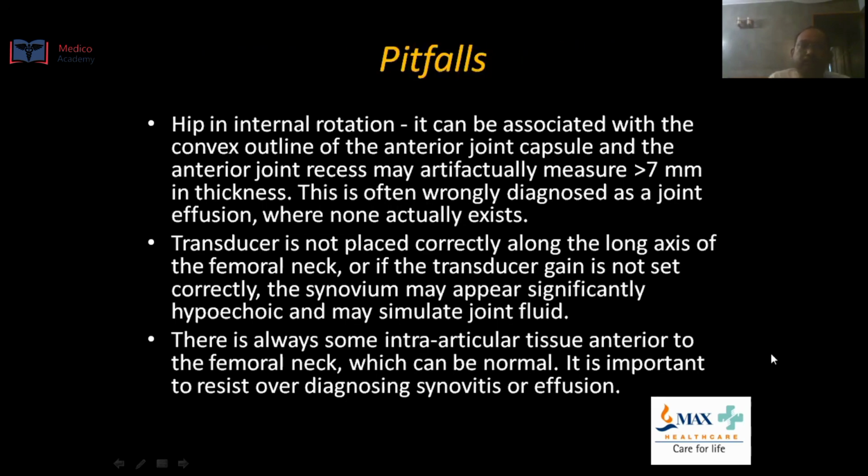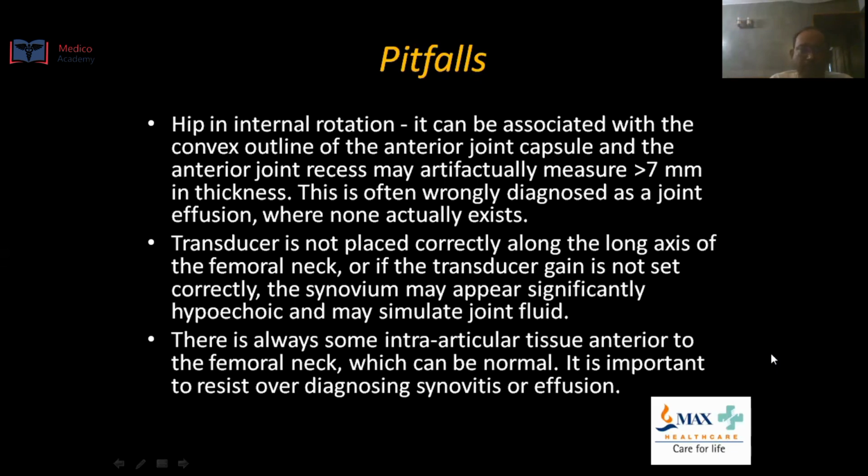The pitfall in the anterior assessment of the hip is that if the hip is internally rotated, it can be associated with a convex outline of the anterior joint capsule, and the anterior joint recess may artifactually measure more than 7 mm in thickness. This should normally be less than 7 mm, and this is often wrongly diagnosed as a joint effusion where none actually exists.